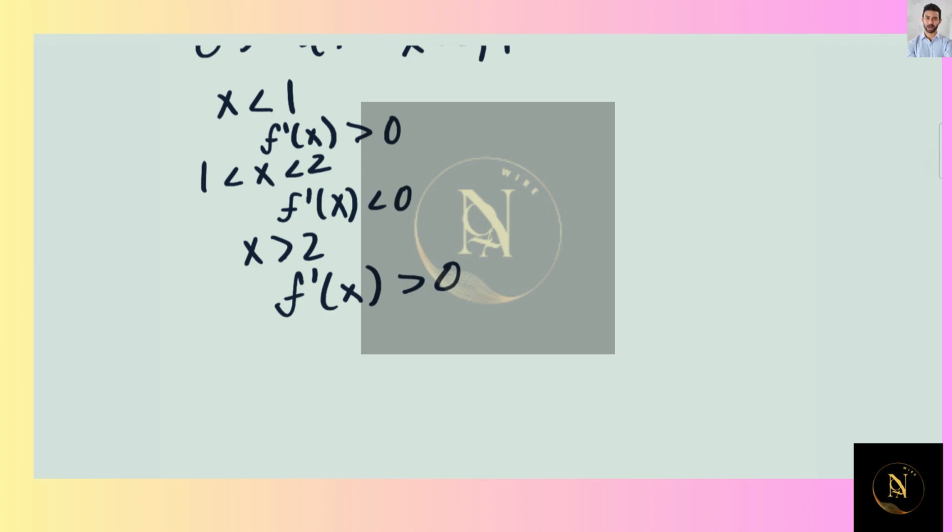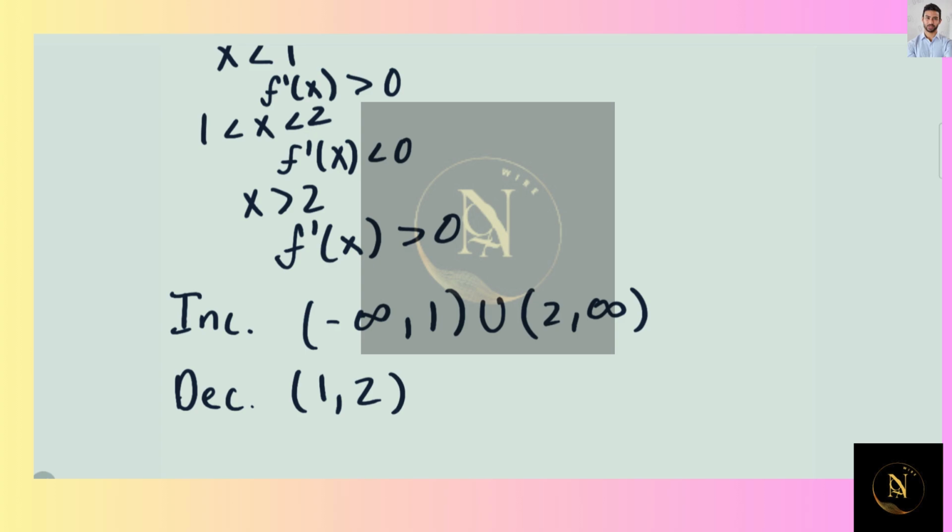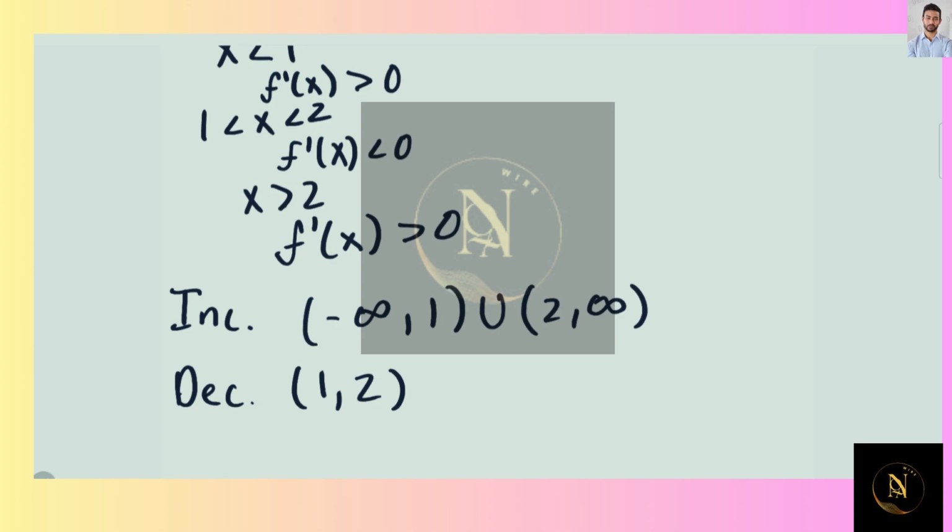Wherever the derivative of our function is greater than 0, our function is increasing, and wherever the derivative of our function is less than 0, our function is decreasing. So we're increasing from negative infinity to 1, or when x is less than 1, and from 2 to infinity, or when x is greater than 2. And we're decreasing in the interval from 1 to 2.